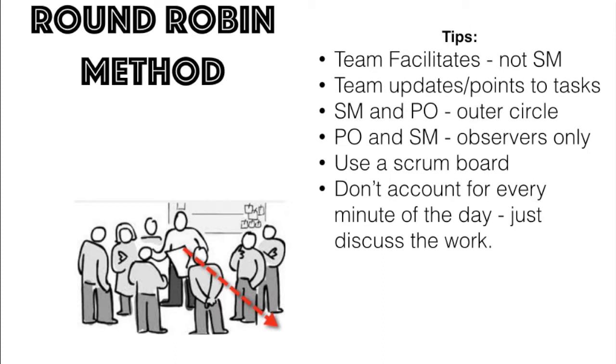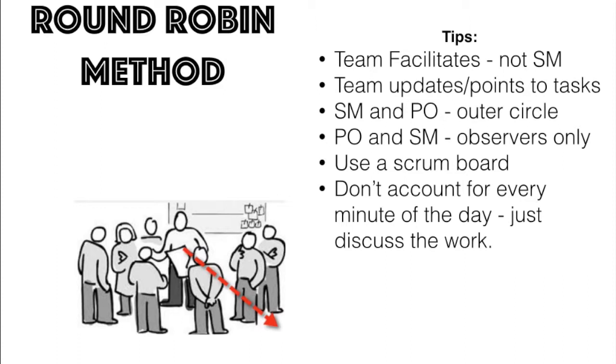Number one suggestion is for the Scrum Master to step outside of the circle and stop facilitating. Remember, the daily Scrum is for the development team to come up with a plan for how it's going to do its work over the next 24 hours until they meet again. So this is a meeting for the development team to collaborate.